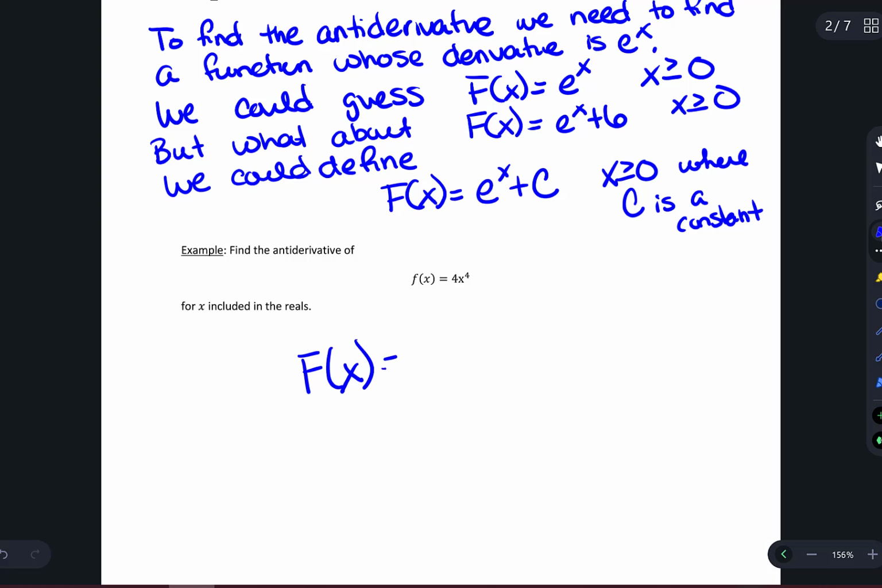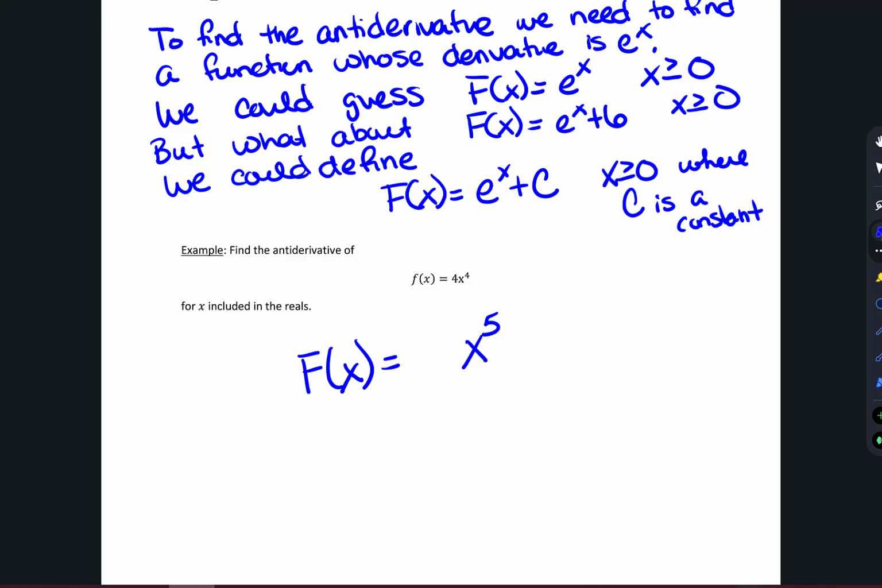And this is where that idea that I'm going to have to think backwards from what we've done before is going to help me. So I notice here that I've got x to the fourth. And so if I think of the reverse of the power rule, if I had an x to the fifth and I were to take the derivative of x to the fifth, I know that I'm going to end up with an x to the fourth.